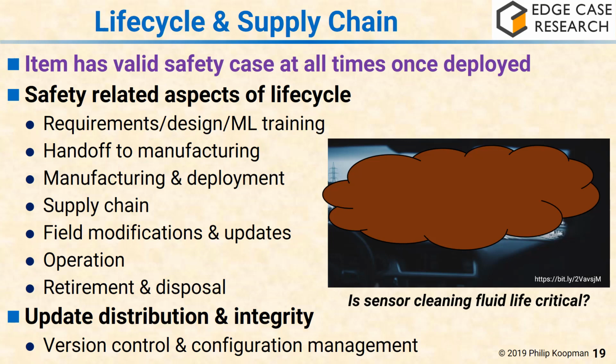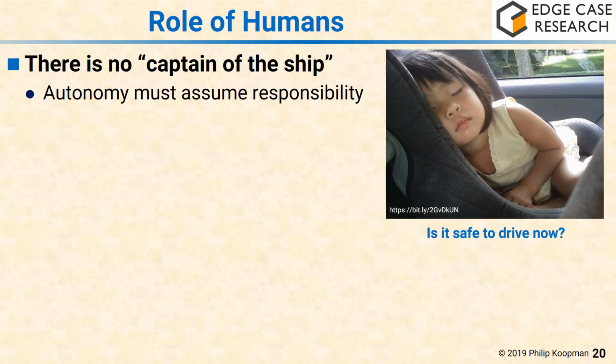The security of the updates is out of scope. That's in the security standard, but UL4600 says you have to think about security of updates. The role of humans is going to be critical in its absence. So in conventional vehicles, even highly automated but human supervised vehicles, there's a captain of the ship. Even if there's no steering wheel and no pedals, if there's a requirement to have a human safety supervisor, maybe just equipped with a red button, you still have a captain of the ship.